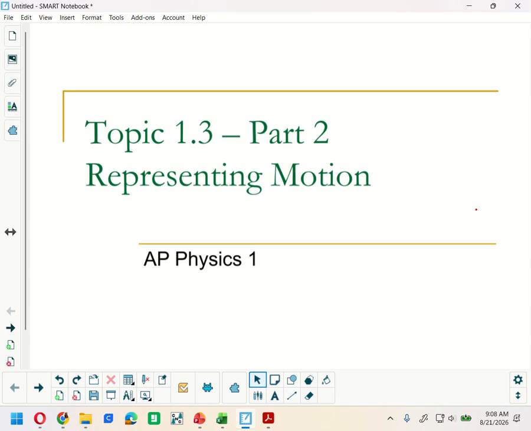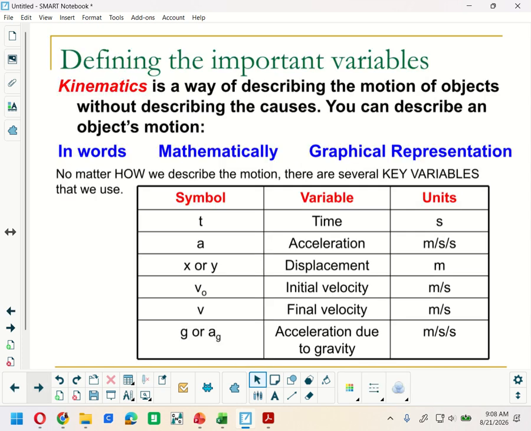Representing motion. So a lot of the stuff that we're doing today is actually the formulas and how you read the formulas, because it is written in different ways. Kinematics is a way of describing the motion of objects without describing the causes. You can describe an object's motion in words, mathematically, or graphical representation. So we're going to do all of them.